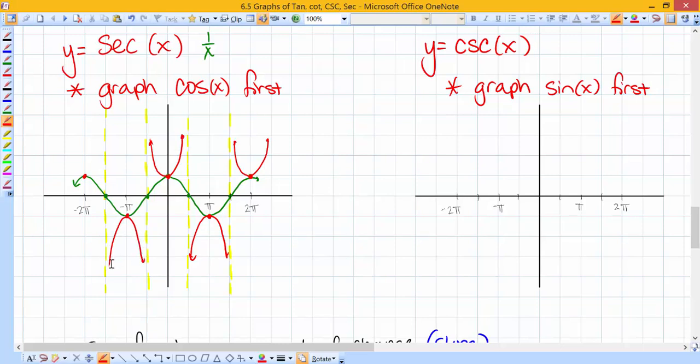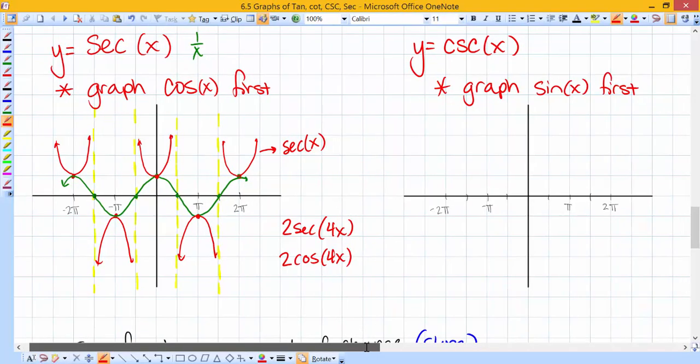This is your secant graph. You need your asymptotes. The red is the actual graph. This is your secant of x graph. Now let's say I had a 2 secant of 4x. You would actually graph 2 cosine of 4x first. Then you would apply the asymptotes at the zeros, and then you would draw your curves away from the cosine graph. Graphing the cosecant is the exact same.